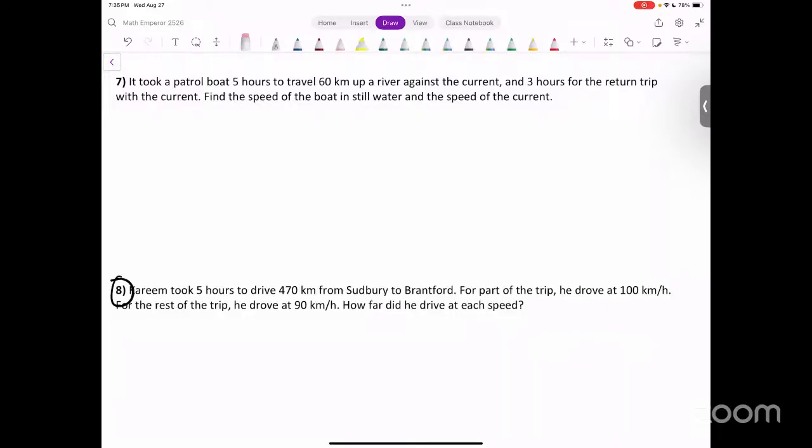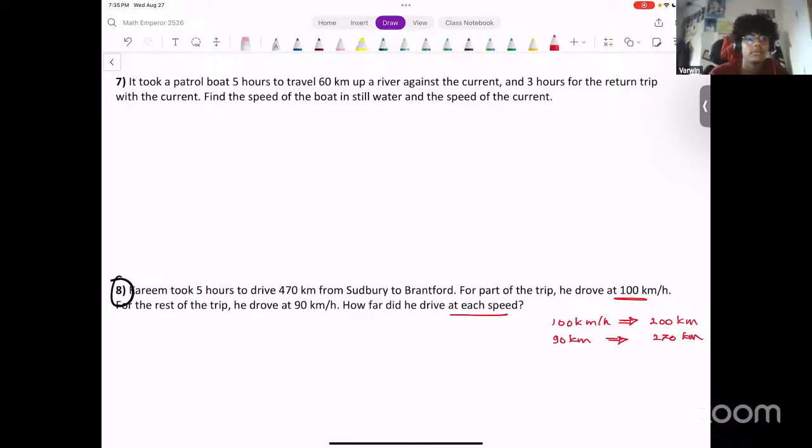You're confusing. How far do you drive at each speed? There are only two, so you need to tell me, sorry. At 100 kilometers per hour, how far did he drive? The distance he drove was 200. Okay, and then at 90 kilometers per hour he drove 270 kilometers. Okay, so let's see. How about the others? Varvin, what do you get? I'm almost done. I just have to multiply one thing.